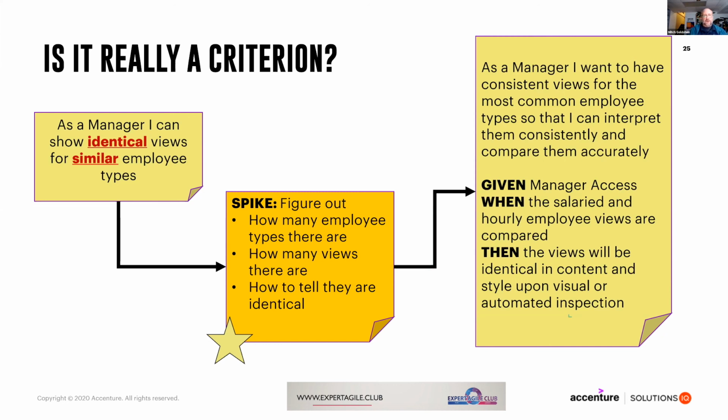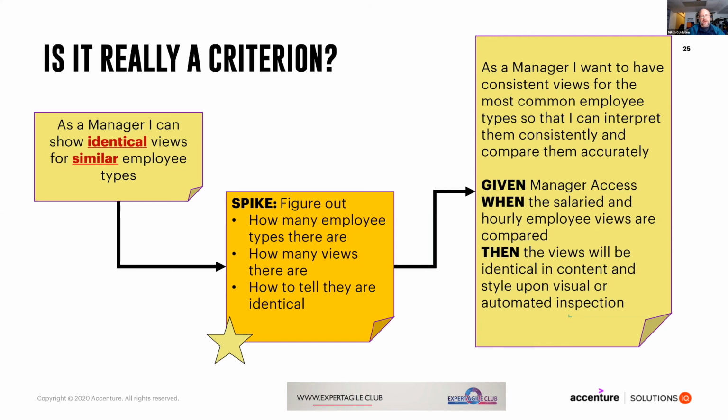Let's say I just have 2 employee types, full-time and part-time. Okay, well, that makes it a simpler problem. If I have 11 types of employees, then it's a more complicated problem. If I have 111, even more complicated. But that's why we have that spike, to figure out what's going on, to put some meat on the bones of this story and make it legitimate. And the way we make it legitimate is by figuring out these 3 things.